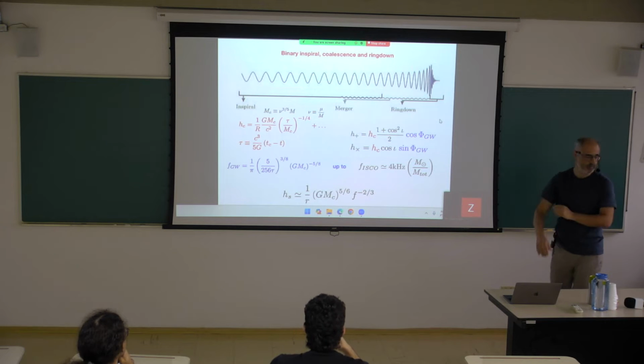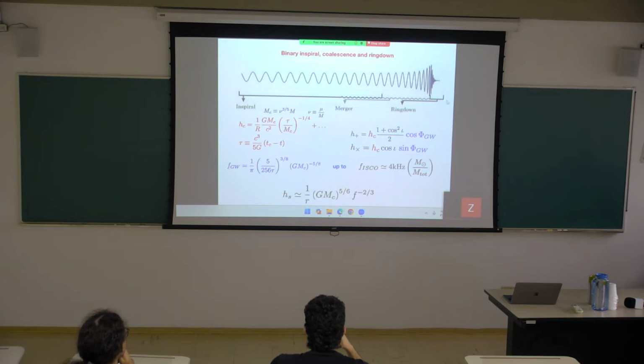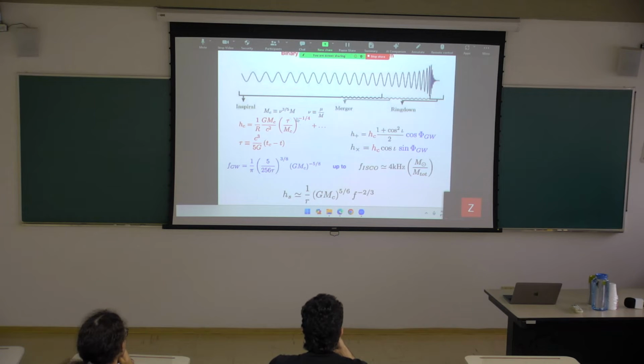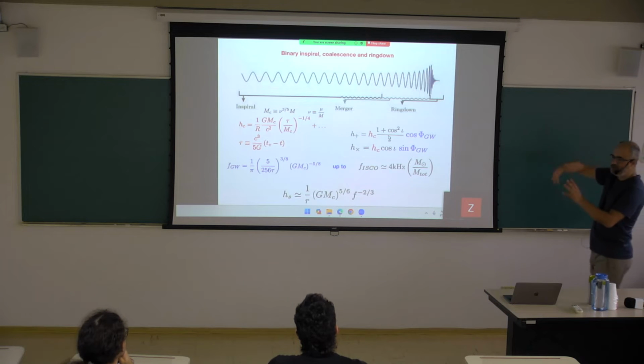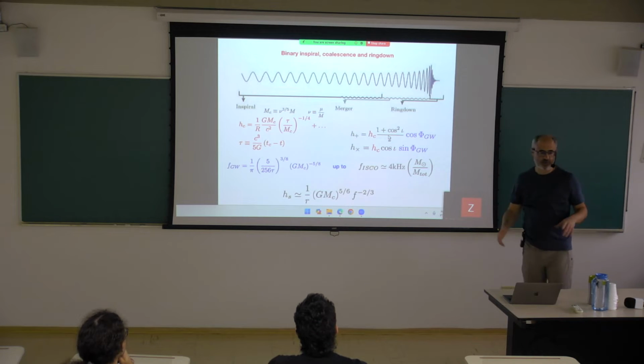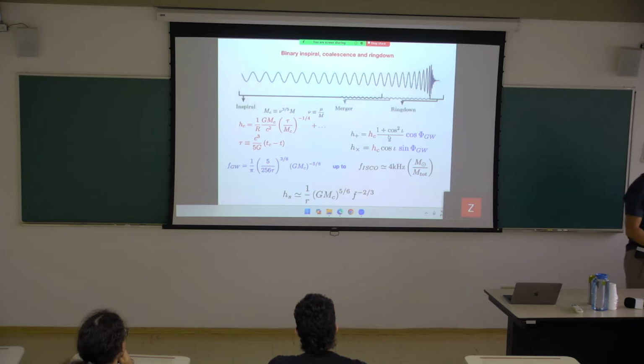increasing with time, and this is this tau to the minus 1/4 here. Tau is the time to coalesce, okay? This is tau equals zero, and these are tau going up. So the amplitude is increasing. There is a factor which is basically the visibility factor given by the inclination angle of the binary with respect to us, which is not relevant for us for the moment.